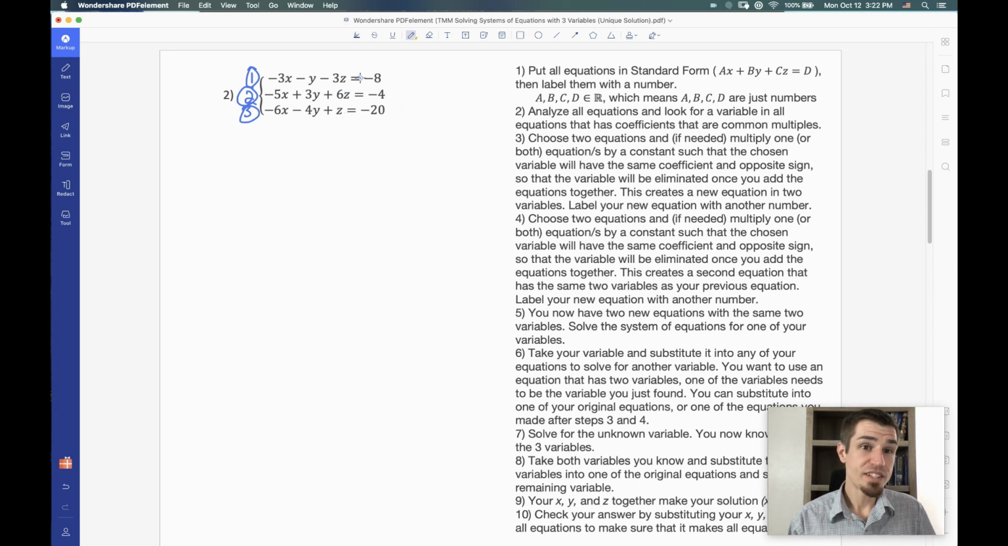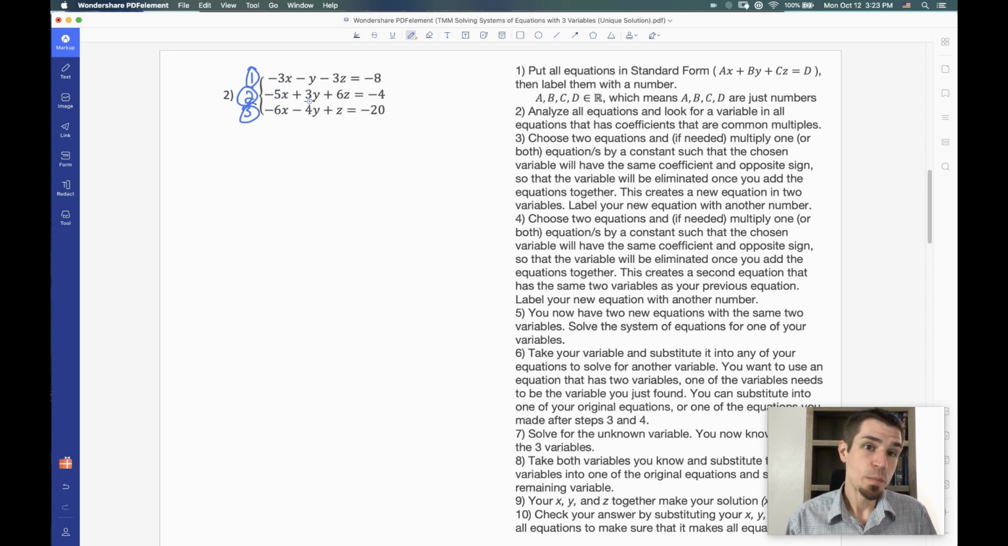So we want to now, step 2, analyze all the equations and look for the variable that will be the easiest to eliminate. So if you take a look at x here, 3 and 6 are common multiples, so that's nice, but 5 isn't a common multiple of 3 or 6. So if we wanted to eliminate x, we're gonna have to do a lot of multiplying to make that happen.